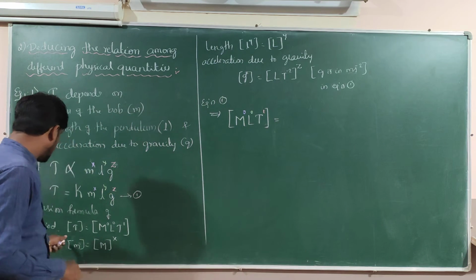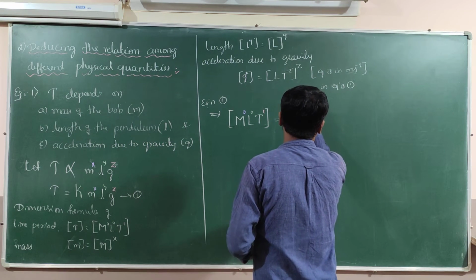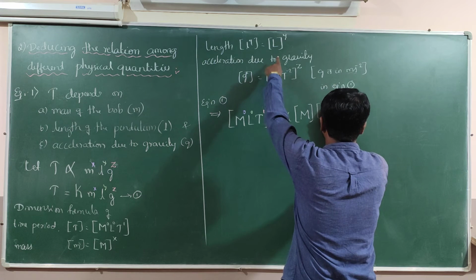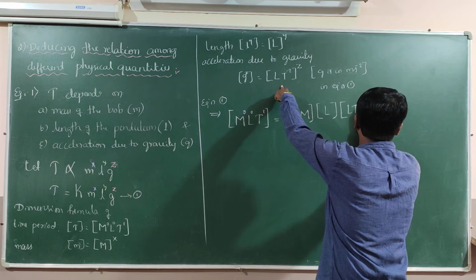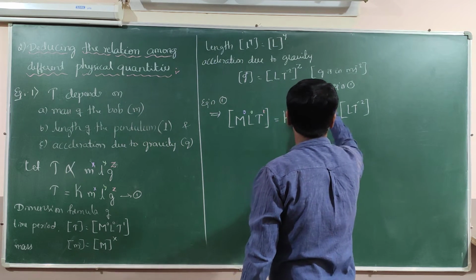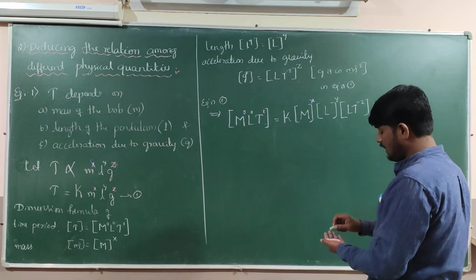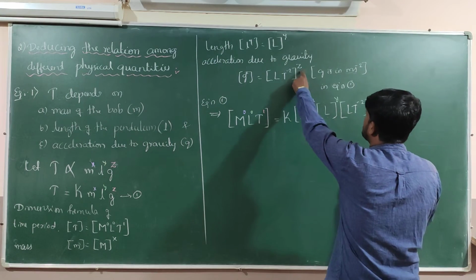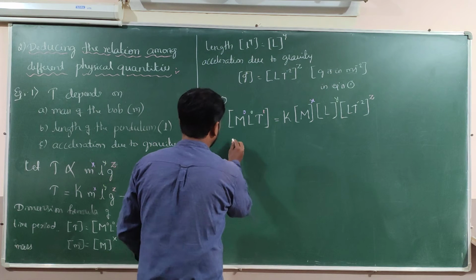Afterwards, for mass, I have to write K into K as it is. First, M as it is. The next one is L as it is. Third one, acceleration due to gravity, which is L T raised to minus 2. Now M is expressed in terms of x, so I will write this as x. Then L is expressed in terms of y. Then G is expressed in terms of z.